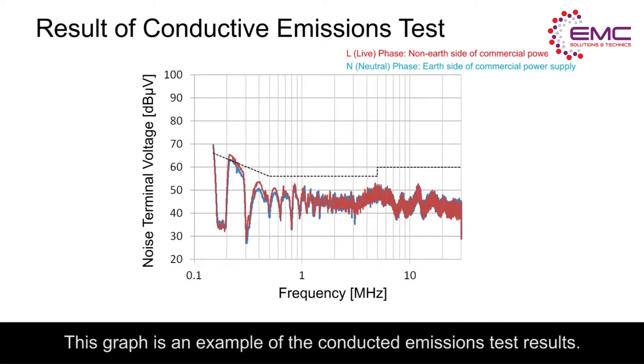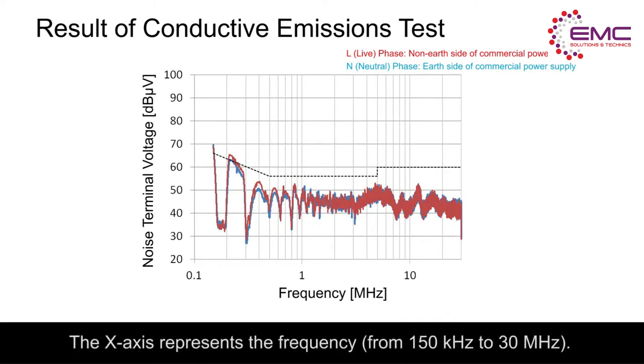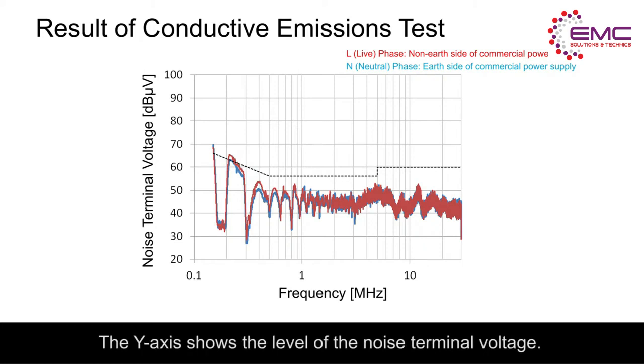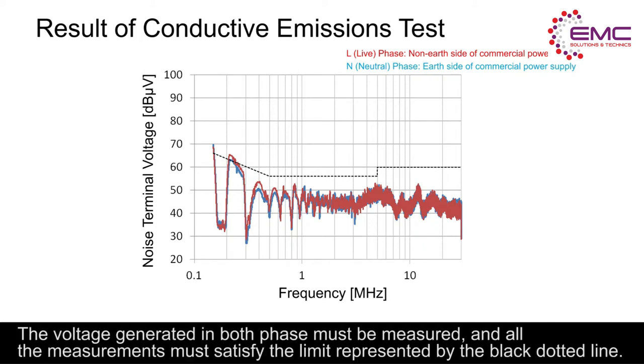This graph is an example of the conductive emissions test results. The x-axis represents the frequency, from 150 kHz to 30 MHz. The y-axis shows the level of the noise terminal voltage. The voltage generated in both phases must be measured. And all the measurements must satisfy the limit, represented by the black dotted line.